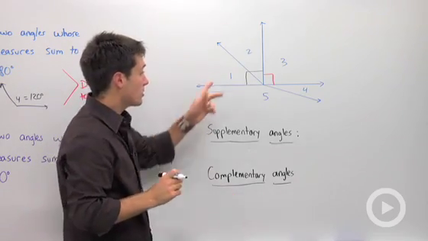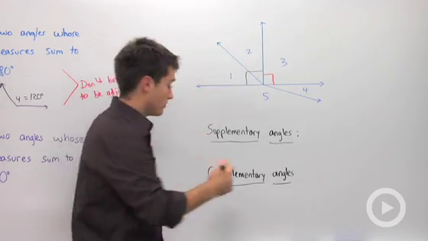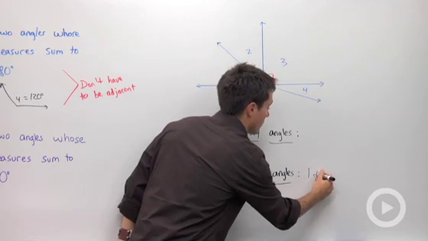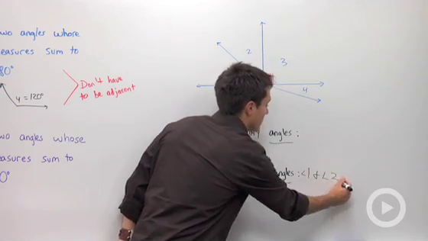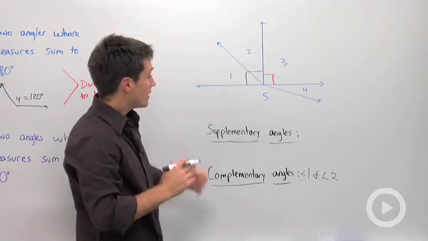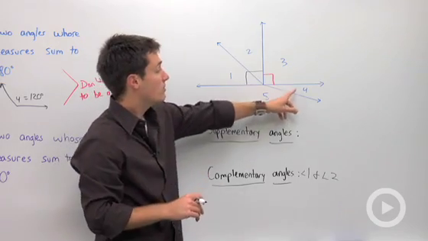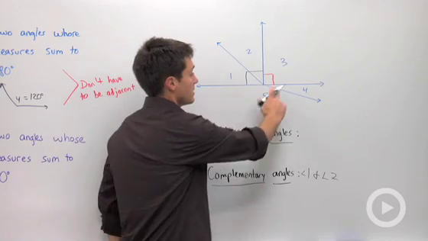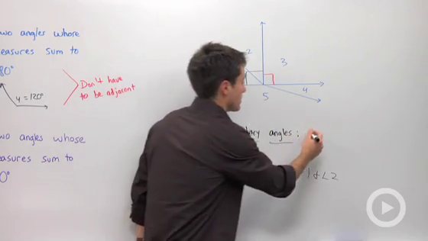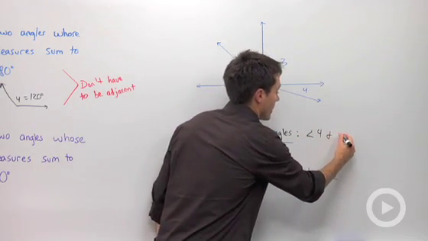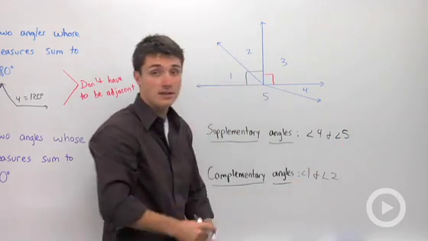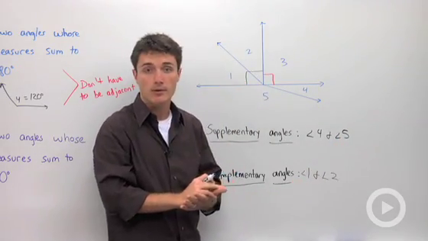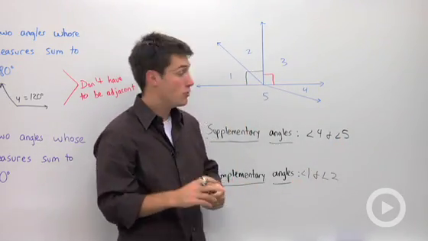So complementary angles could be angles 1 and 2. Now, a supplementary pair could be angle 4 and angle 5, which are adjacent and they are linear. So notice that for supplementary and for complementary, you can't say that 5 angles are complementary. We're always talking about pairs, or twos.